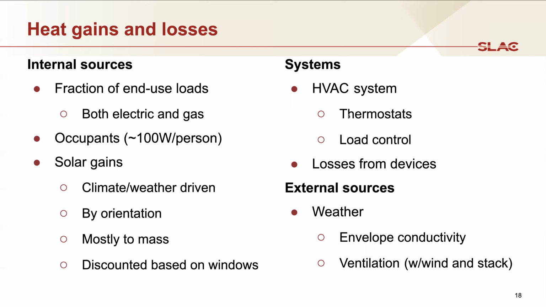And of course, the HVAC system under the control of the thermostats will affect the heat gains and losses. And of course, you have some losses from devices themselves. So if you're running an appliance, for example, your stove or the oven, the heat from that eventually dissipates into the house itself, and it has to be added to the total gains. And then, of course, there's the weather effect on the conductivity of the envelope, through the envelope conductivity, and of course, any ventilation effects. So if there's wind or a stack effect in a building, that would also be accounted for in the ventilation effects. And all of this contributes to the heat gains and losses, which the HVAC system then has to deal with.